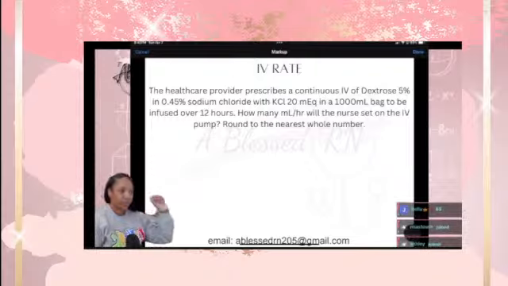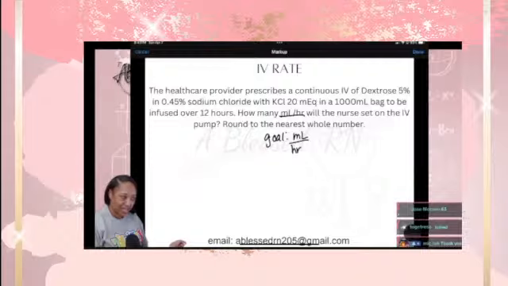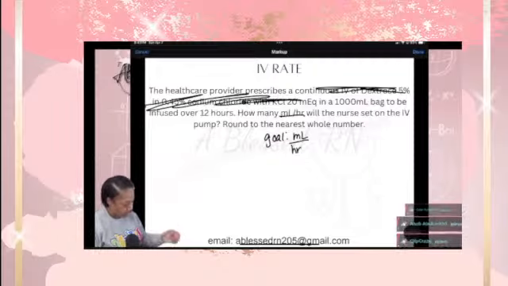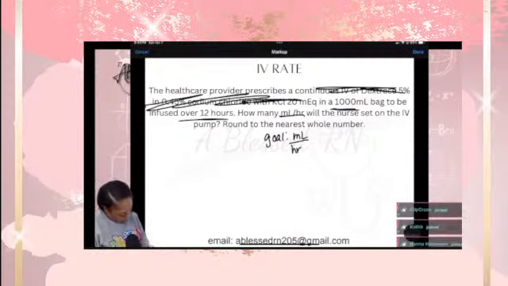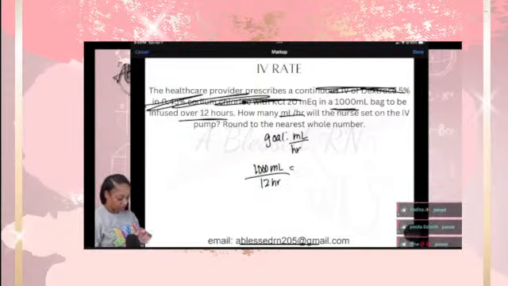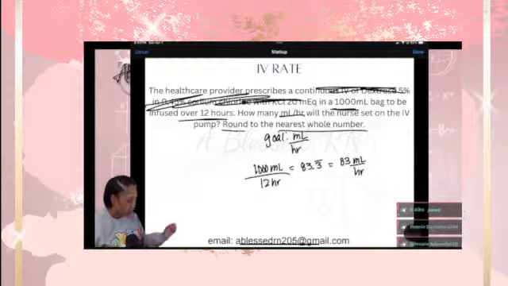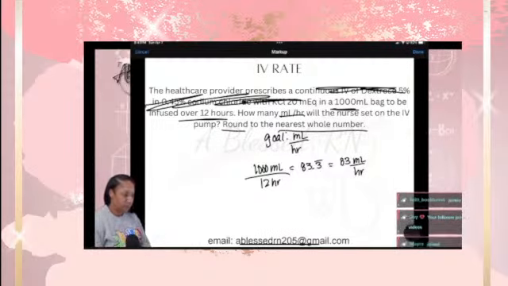Okay, so this problem has a lot of fluff, right? Because it says we need milliliters per hour. That's our goal. We want mL over hour, and we have a lot of numbers and percentages and all that. This stuff is fluff. We need volume over time. So we want 1,000 mL to go over 12 hours. 1,000 divided by 12 is going to be 83.33333 repeating. So we'll do 83 mL per hour because our instructions said round to the nearest whole number.